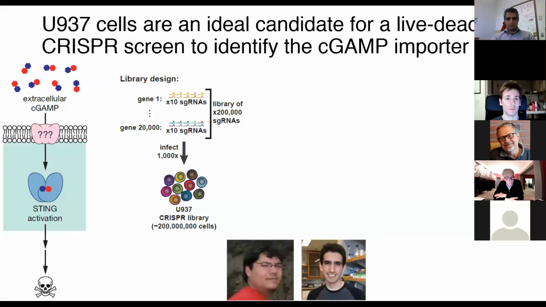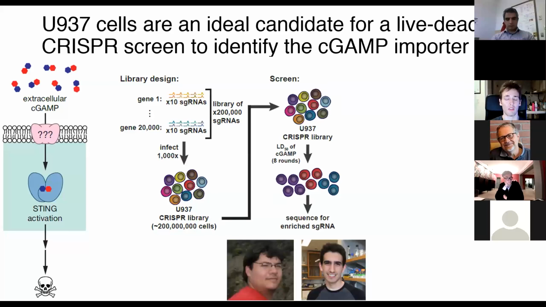So to exploit this observation, Anthony Cordova teamed up with Galen Hess in Mike Bassick's lab to design a U937 CRISPR library, and subsequently treated this library with multiple rounds of cGAMP to enrich for cells that were infected with guides that knocked out parts of the STING pathway. And presumably some of these guides would be targeting the unknown transporter of cGAMP in these cells.